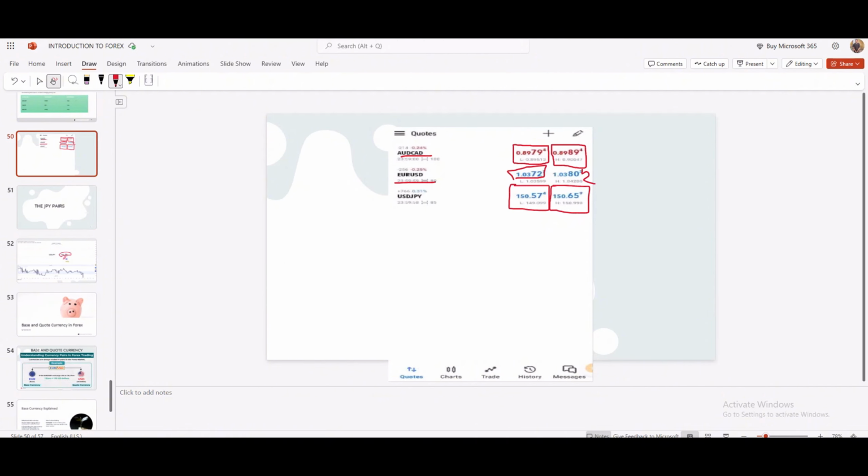Okay. This is my MT5. Now the price was at 150.57. This one, this 2 digits, is our pip. If this 7 increased to 8, I'm going to say that the price of USD JPY has increased by 1 pip. I hope we understand.